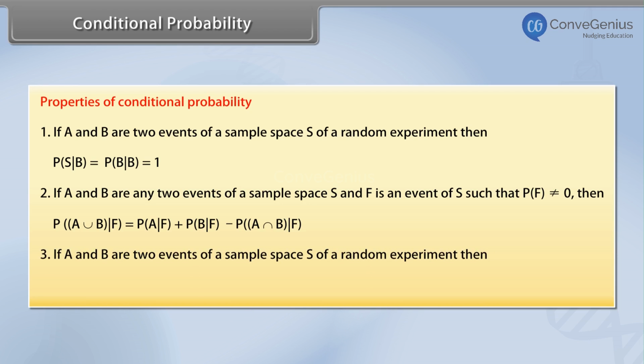3. If A and B are two events of a sample space S of a random experiment, then the conditional probability of the complement of event A when B is given is equal to 1 minus the conditional probability of event A when B is given.